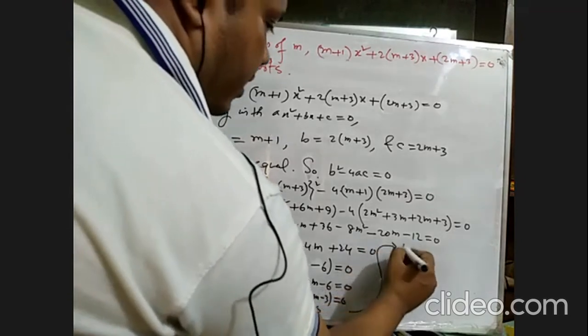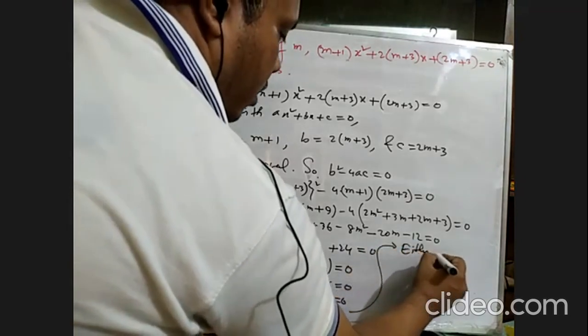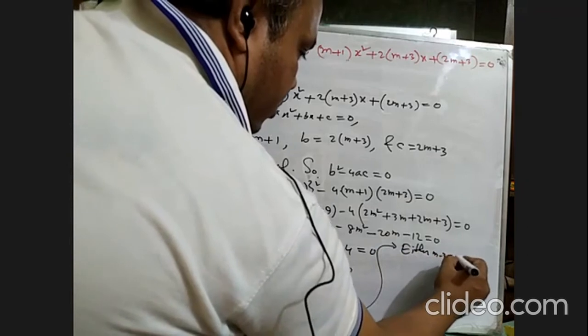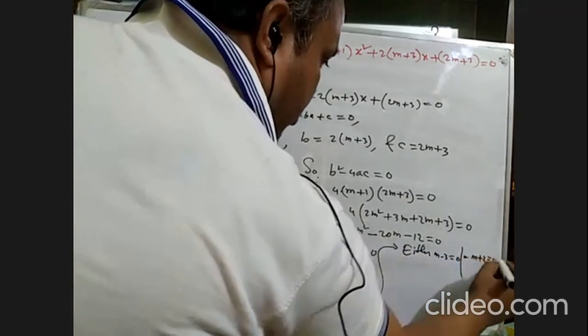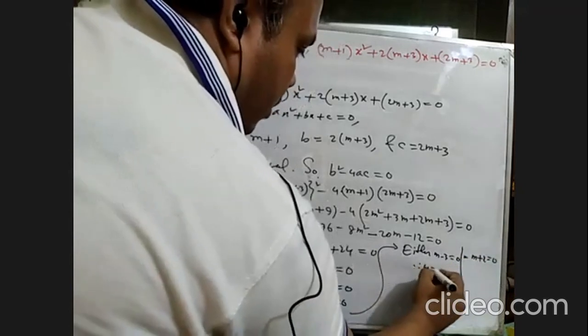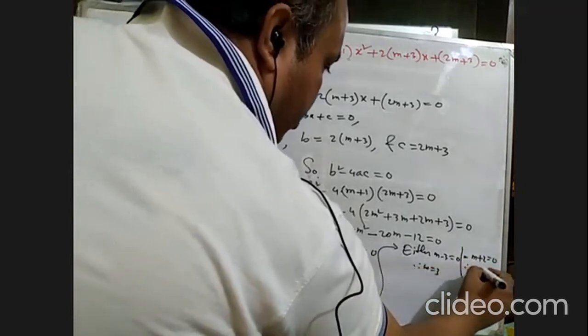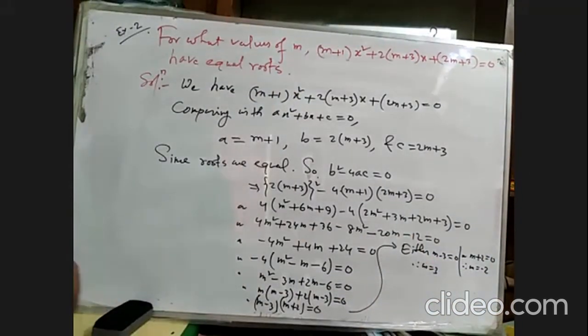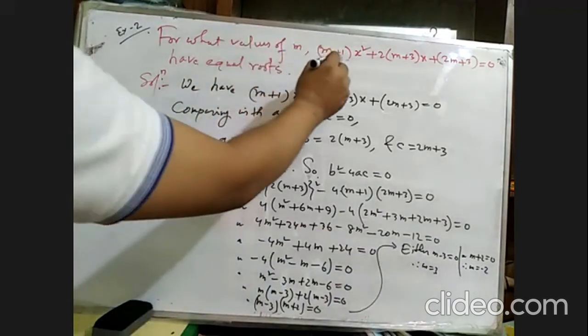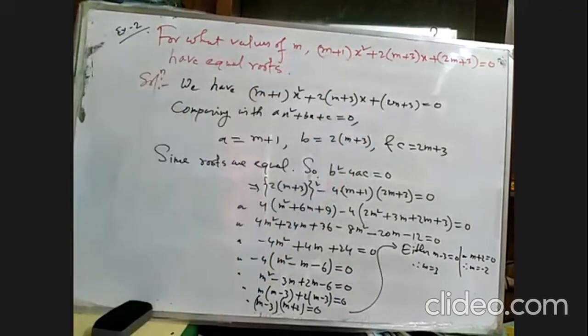So from this, either m minus 3 equal to 0 or m plus 2 equals to 0. Therefore, m equals to 3 and m equals to -2. So for m equals to 3 or m equals to -2, the given equation have equal roots.